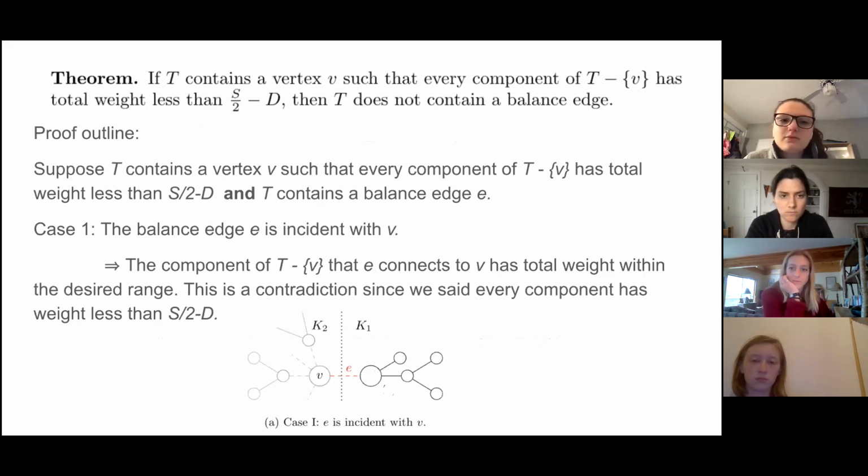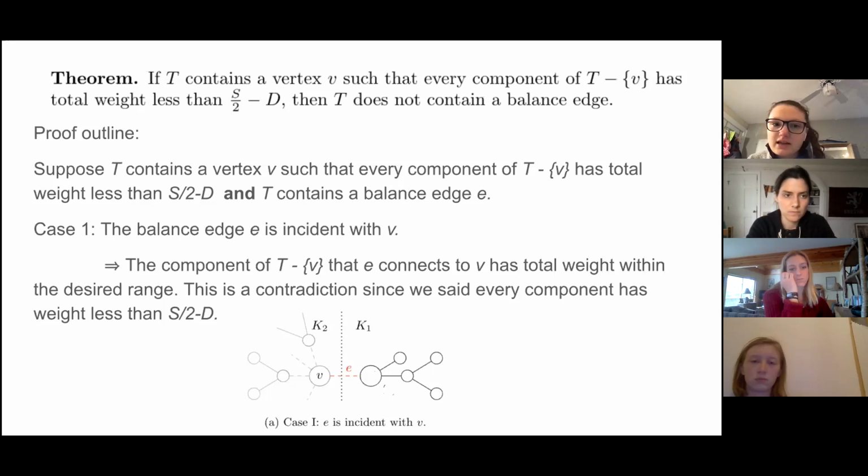To prove this, you basically prove the contrapositive. Suppose that your tree has a vertex that you can remove such that every component has less than the minimum that you're willing to accept. And now also suppose that there actually is a balance edge in this tree. There are 2 cases for where this supposed balance edge could be.